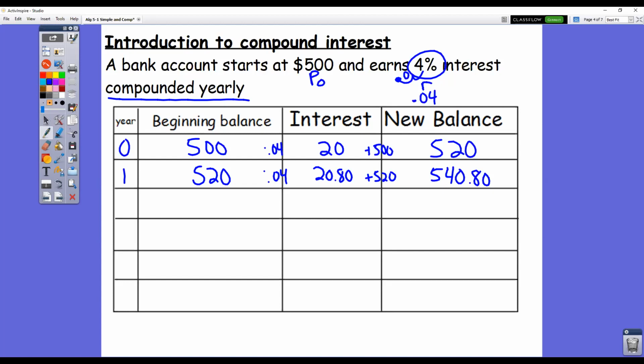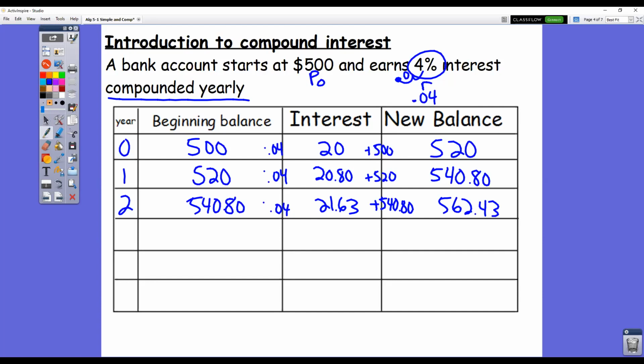So now at the beginning of the next year, you have $540.80. You're going to earn 4%, so you're going to multiply it by 4% again. So that means the interest this time is $21.63. That's the extra money that the bank is giving you for keeping your money in the bank. You're going to add that to the original amount of $540.80, and now you have $562.43.